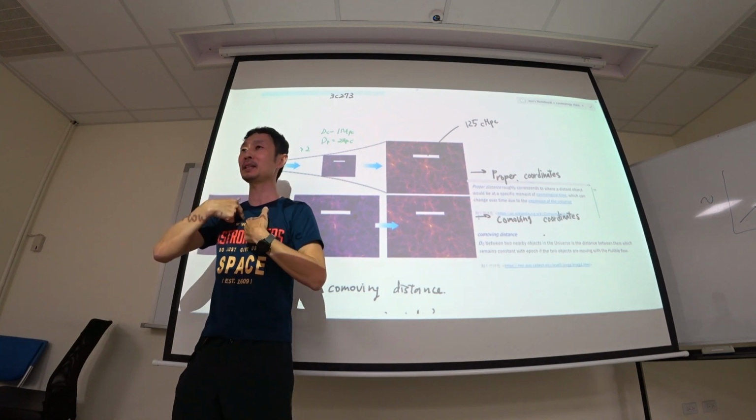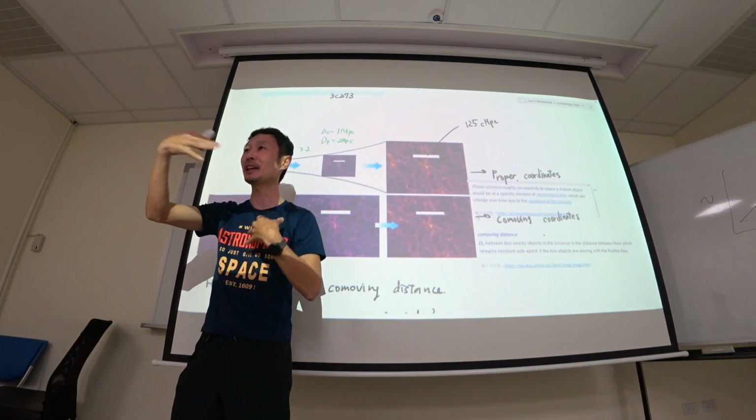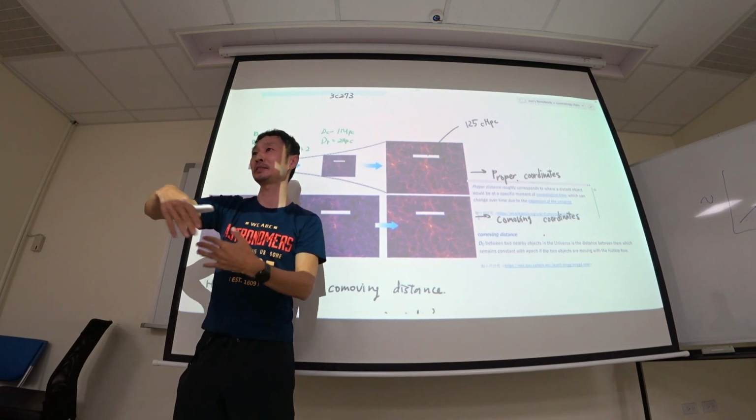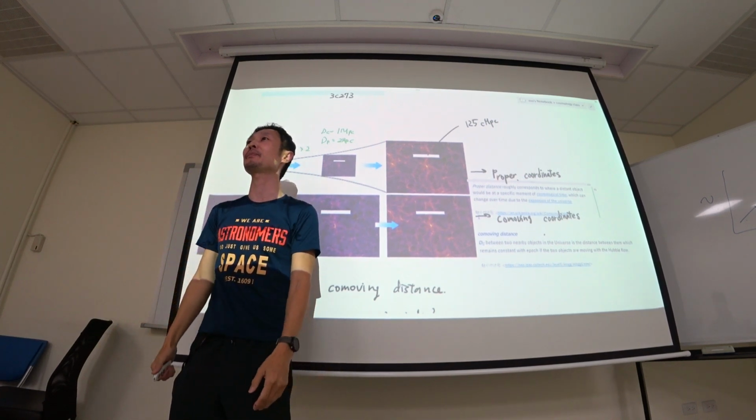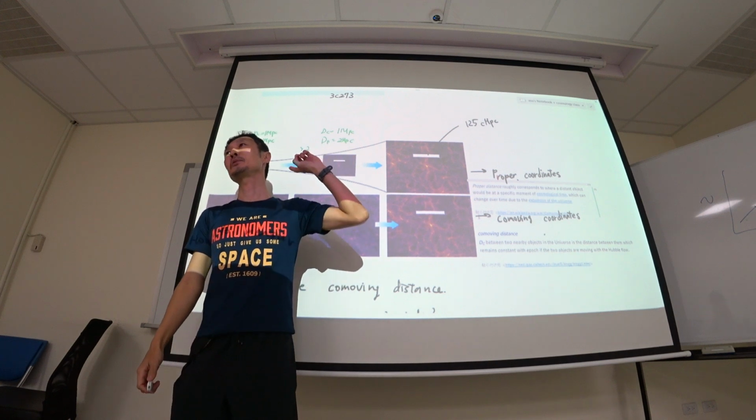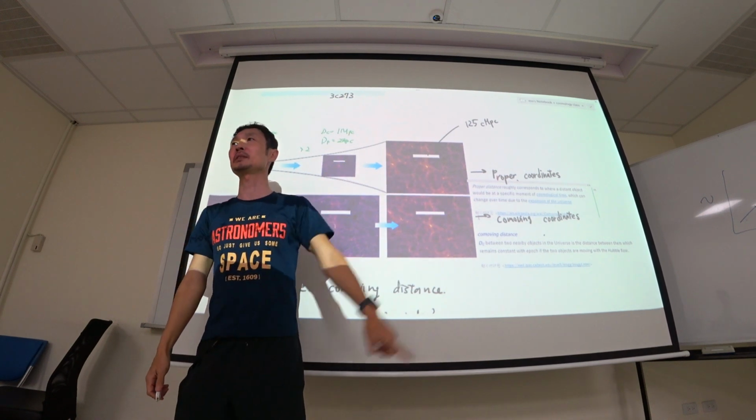The distance between Liz and me, now it's the same. Co-moving distance and proper distance, it's, I don't know, 3 meters. But if you go in the past, these two numbers are different.